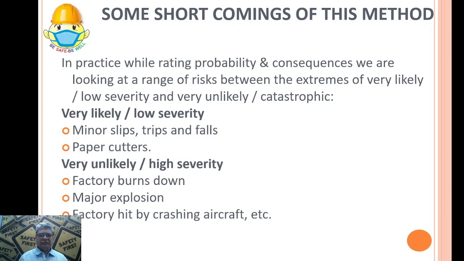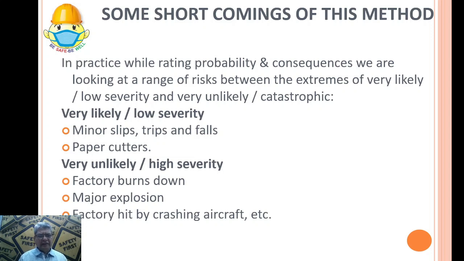So it may be minor slips, trips and falls, paper cutter cuts. Some cut due to the paper cutter which needs first aid. So these things are very likely. That means slips and trips can happen a number of times. You can have a wound due to the paper cutter, a small wound or a small cut, many a times. So the incidence is very likely but the severity is low. The rating is 5.